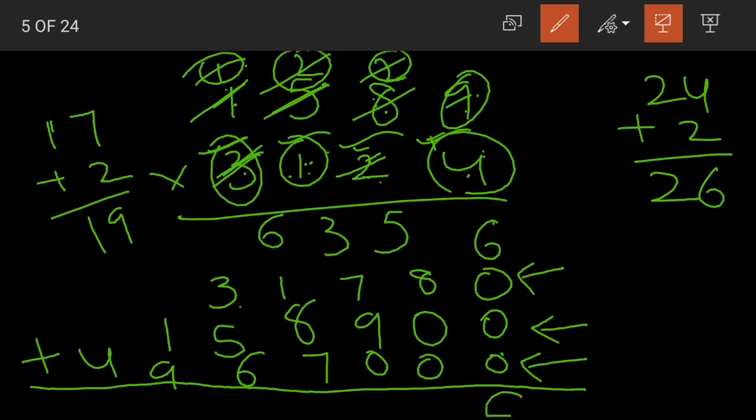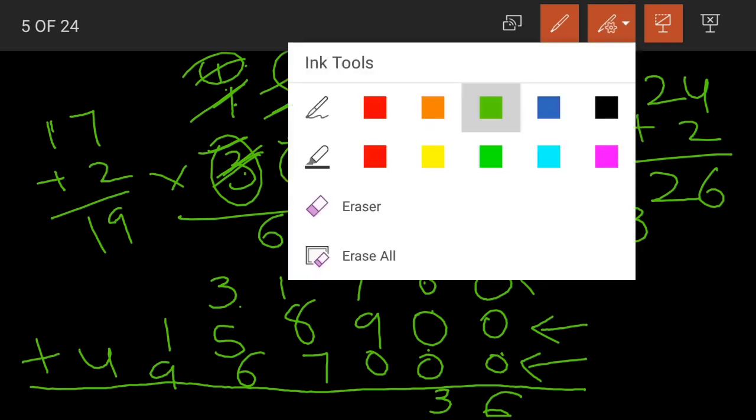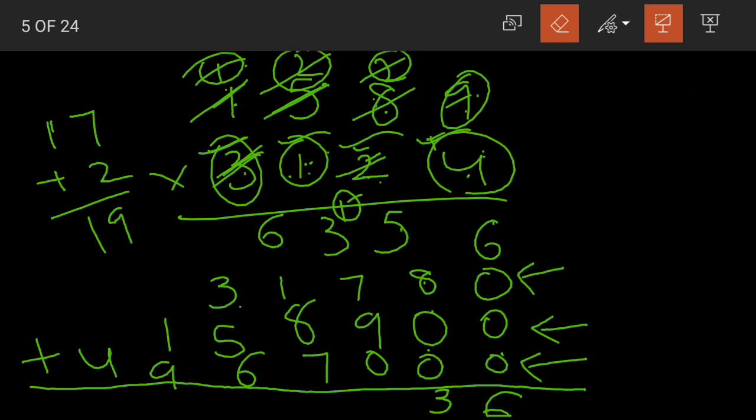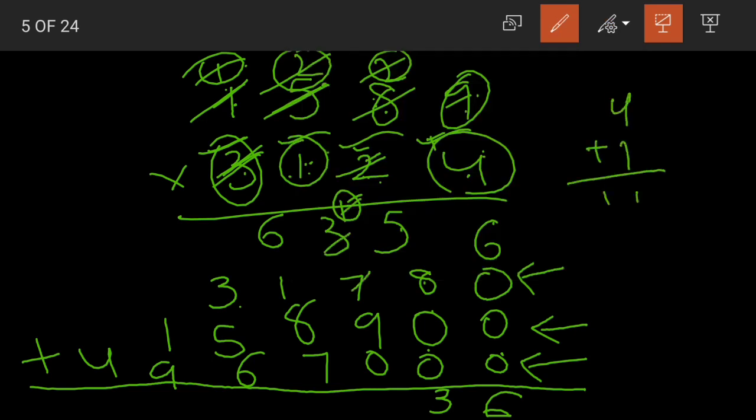6 plus 0, 6. 5 plus 8, 13. 13 plus 0 is again 13. 3 here, 1 carried. Let me erase this, that what we have added previously. Yes, so that we'll have space to write the additions. Now 3 plus 1, 4. 4 plus 7 is 11. 11 plus 9 is 20. And 20 plus 0 is again 20.